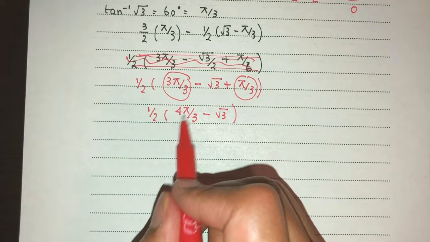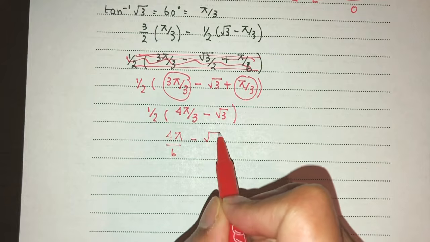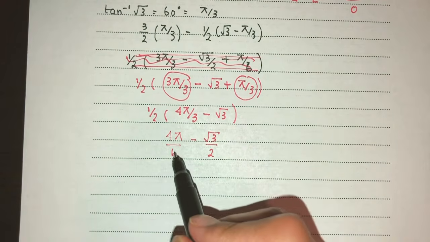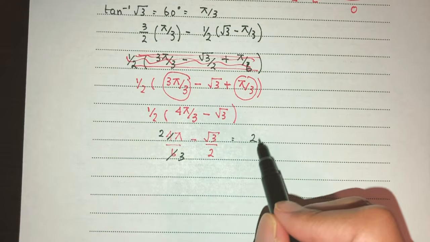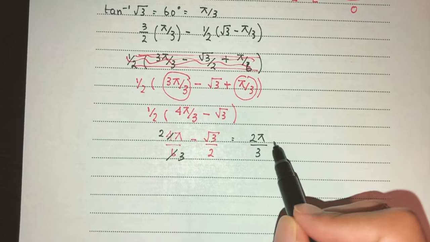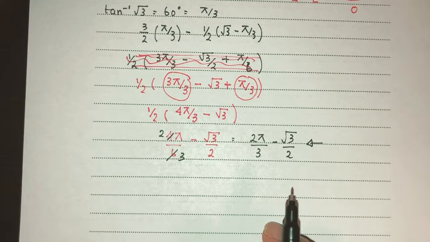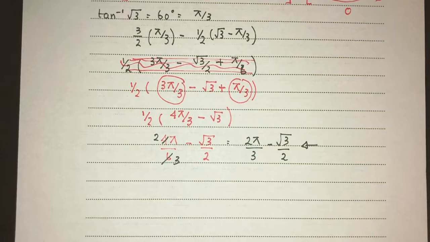Now we have to simplify. So we have to bring this in. You will have 4 pi over 6 minus root 3 over 2. Now here we can simplify this. Divide by 2, you will have 3, and that will be 2. That will be 2 pi over 3 minus root 3 over 2. And this is shown as required. So same thing as this one. Okay, and that will be your question number 5.